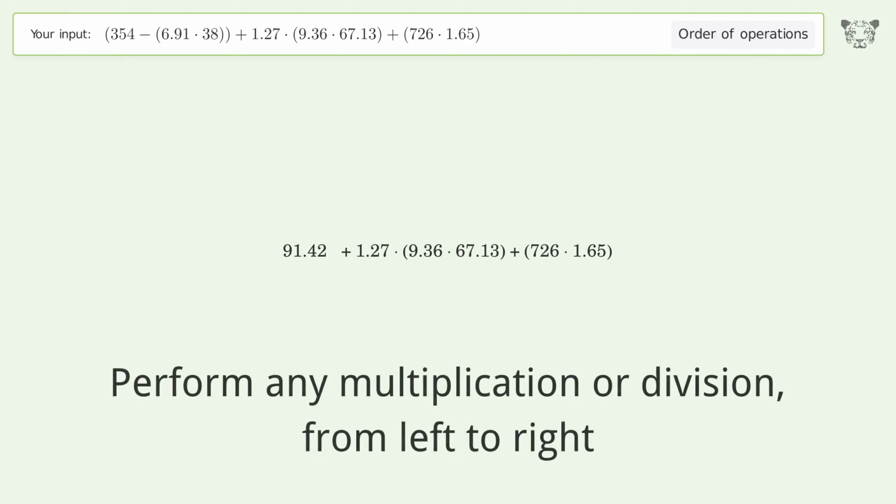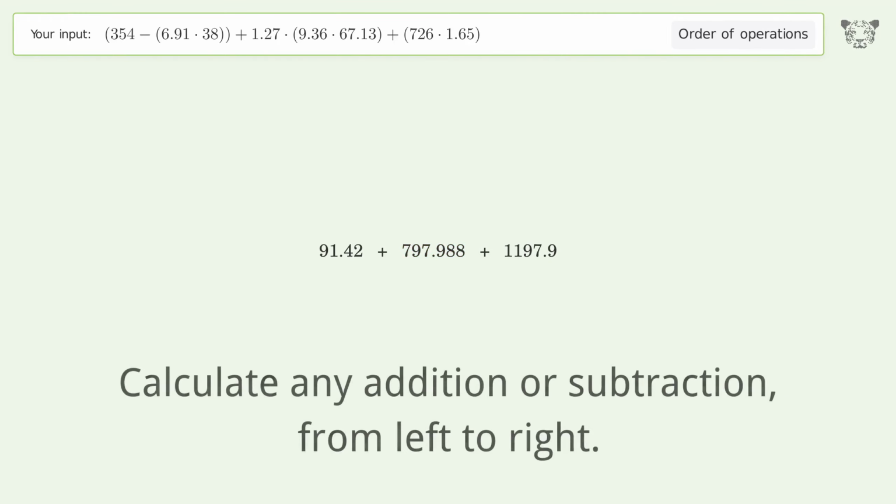Perform any multiplication or division, from left to right. 9.36 times 67.13 equals 628.337. 726 times 1.65 equals 1197.9. 1.27 times 628.337 equals 797.988. Calculate any addition or subtraction, from left to right.